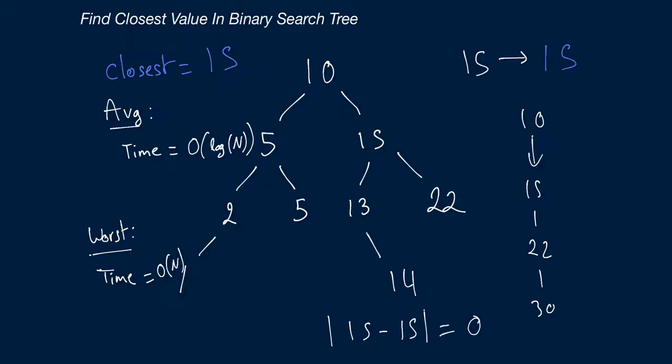Now, in terms of space complexity, there are actually two possibilities. If we solve this algorithm recursively, the space complexity is going to be the same as the time complexity. It's going to be, on average, O of log of n, and in the worst case, O of n. The reason being is if we implement this algorithm recursively, we're going to be calling the find closest value in BST function multiple times, right? Well, we're going to start by calling it on the value 10, and then we're going to call it on the value 15, and then on the value 13, and so on and so forth.